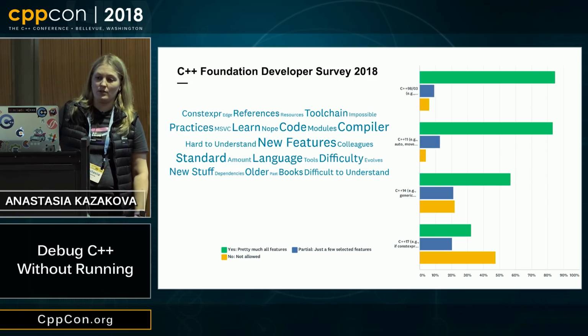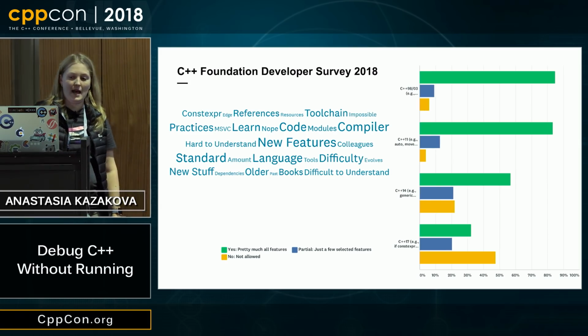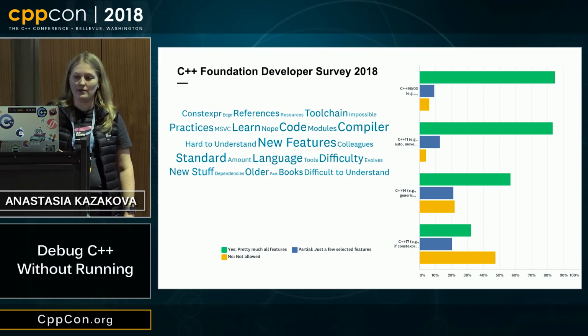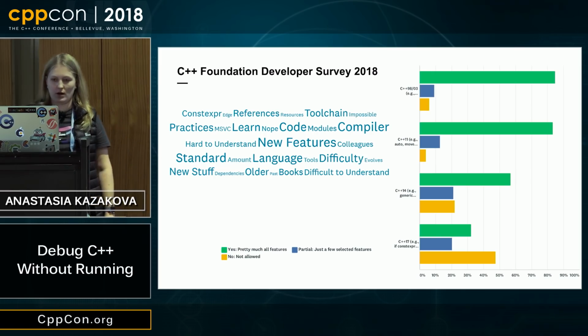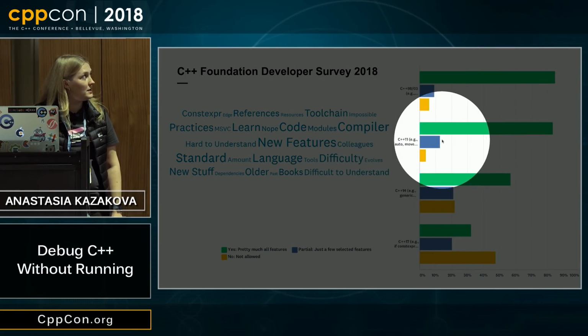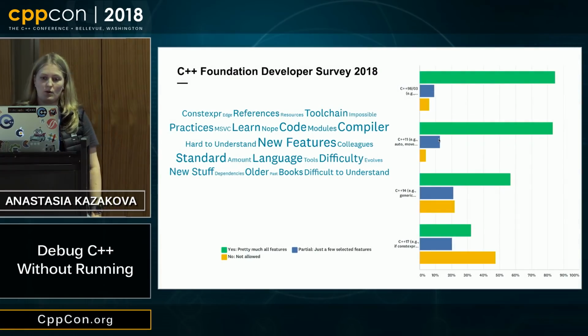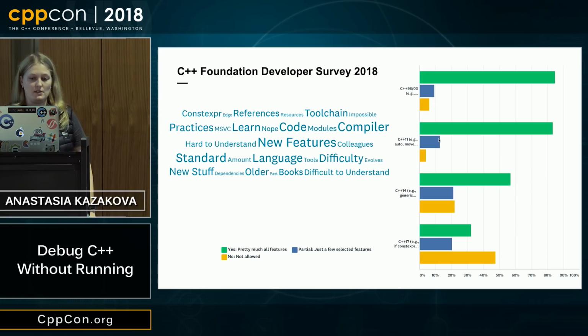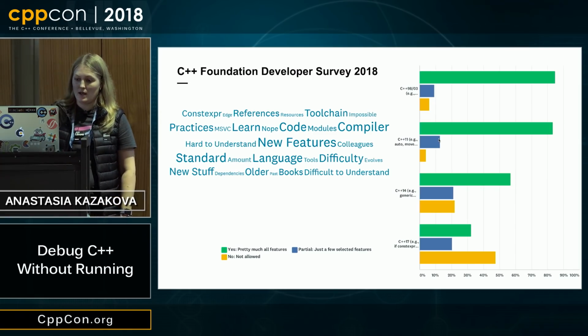Another survey was run by the C++ Foundation, and they got 3,200 answers. And you see nearly the same results. There are C++98 and C++11, and the modern standards are not that widely adopted as the older ones.